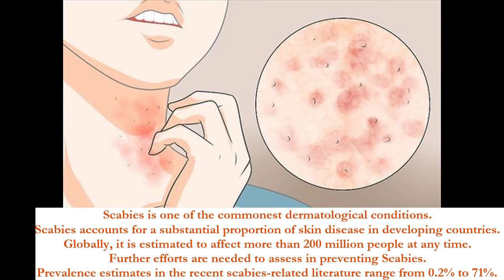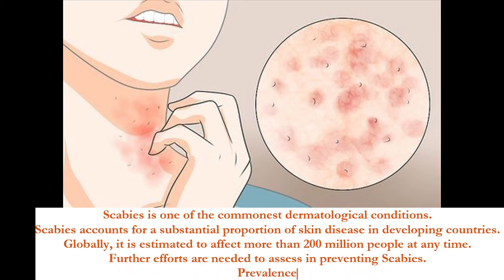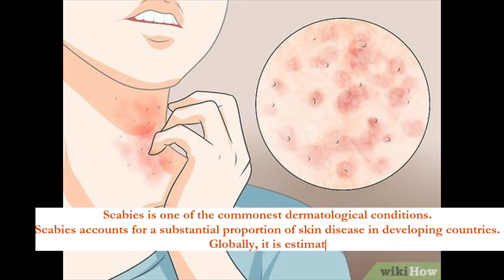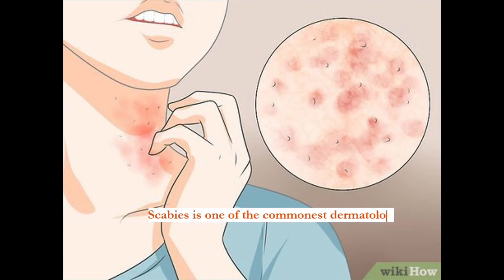Globally, it is estimated that more than 200 million people at any time have scabies. There are additional things that we can do to prevent scabies, and further research is needed, and global outreach is needed as well. Prevalence estimates in recent scabies-related literature have a very wide range, likely due to the region this literature was researched in. It can be anywhere from 0.2% to 71% of the local population.